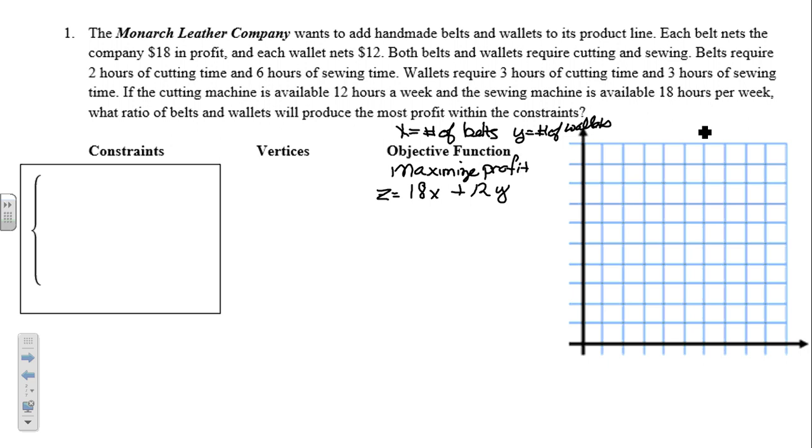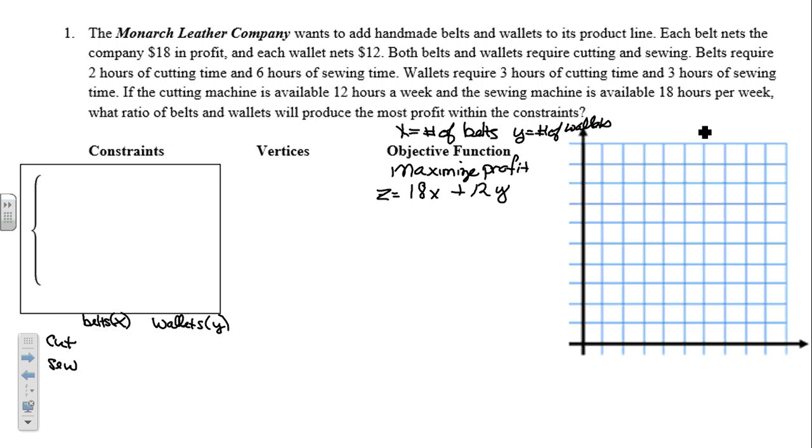All right. Now we've got a whole lot of other stuff going on here. So we know that we are trying to make belts and wallets, and our belts were the X's. The wallets were the Y's. And we have to do two things to it. We have to cut and we have to sew, right? So every time that you see something like this, it's really helpful if you make a little table.